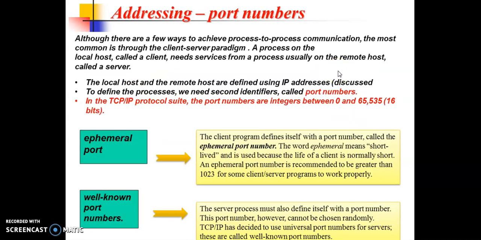The next service provided by the transport layer is addressing, that is, port numbers. There are a few ways to achieve process-to-process communication. The most common is through the client-server program. A process on the local host is called the client and on the remote host is called the server. The local host and the remote host are defined using IP addresses, but to define the processes, we have to define a second identifier called the port number. In the TCP/IP protocol suite, port numbers are integers between 0 and 65,535. That is 16 bits.